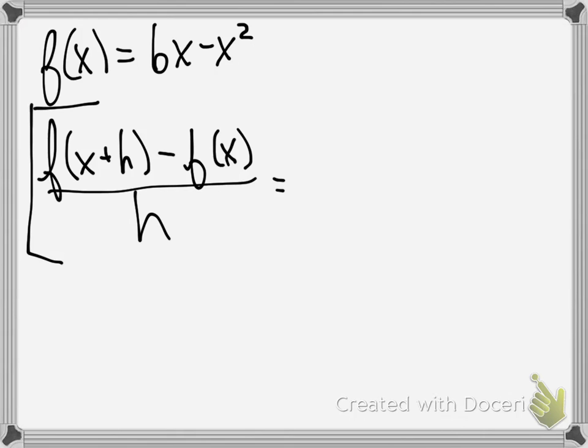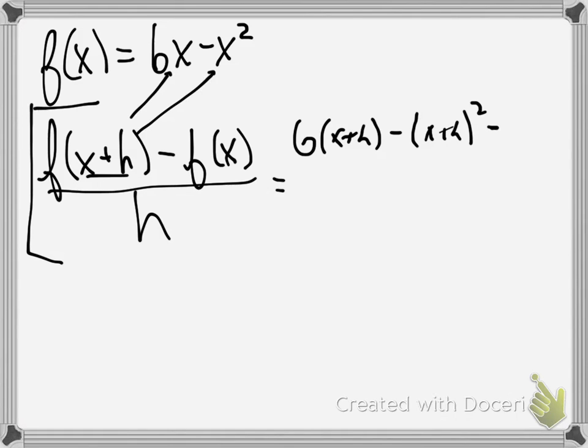So the first thing we do is we're going to take the whole binomial x plus h and replace it into the x's. So I get 6 times the quantity x plus h minus x plus h quantity squared. And then we're going to subtract from that the actual function, 6x minus x squared.